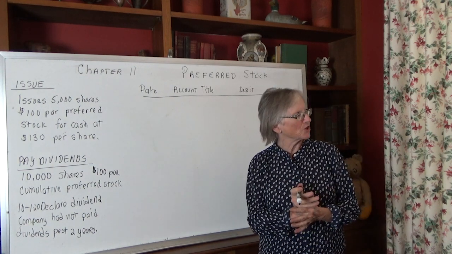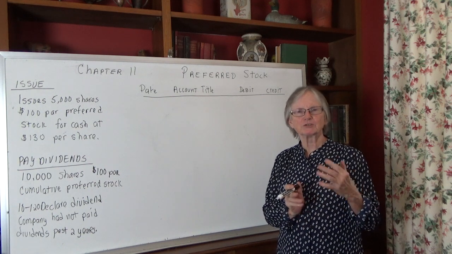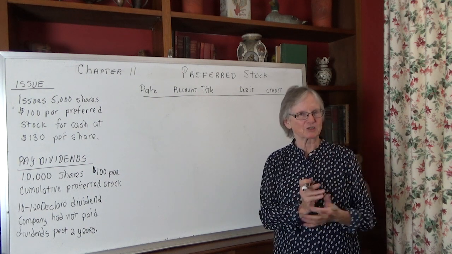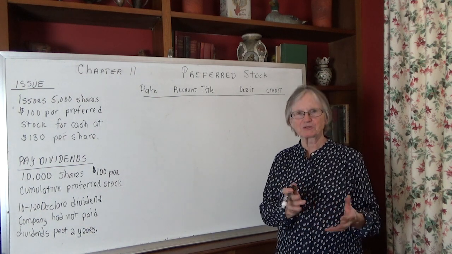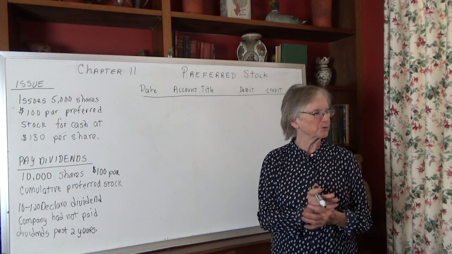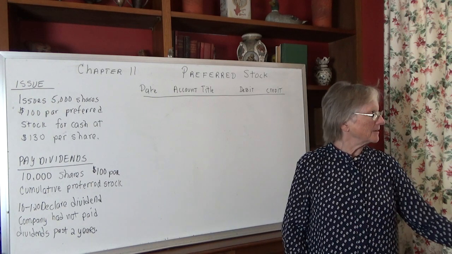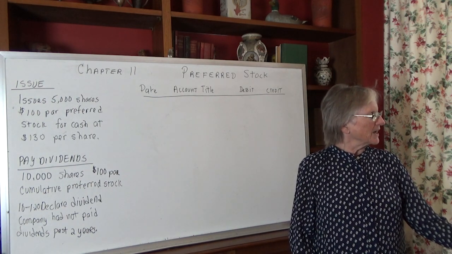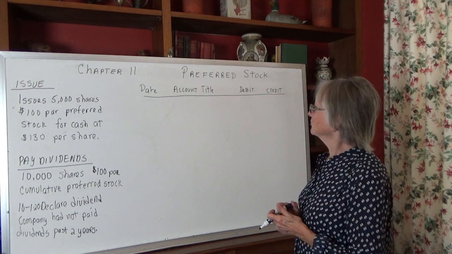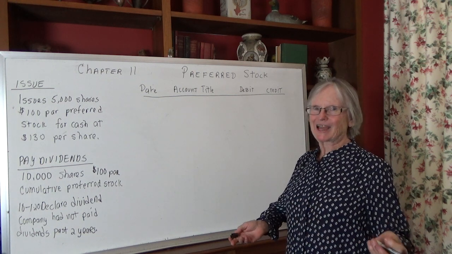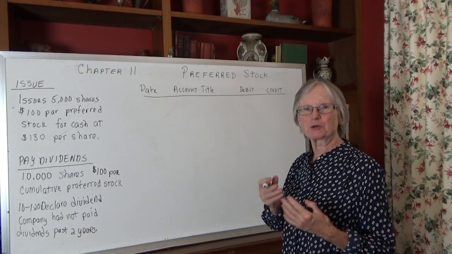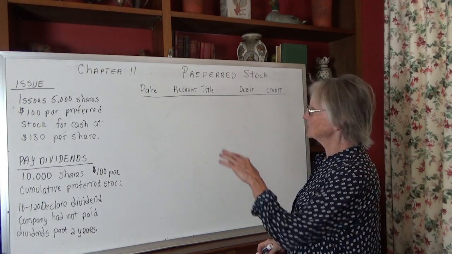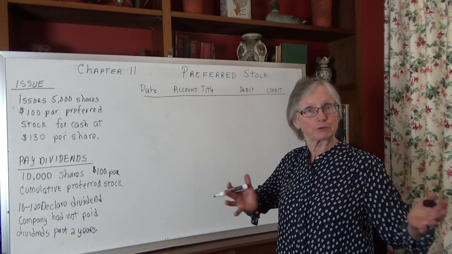But the preferred stock can be callable. The company can call it in, that's a possibility. It can also be convertible under certain circumstances, convertible to common stock. Okay, so the accounting for preferred stock, well, the issuing of the stock is exactly the same as for issuing common stock, except you have to call it preferred stock because it's preferred stock.